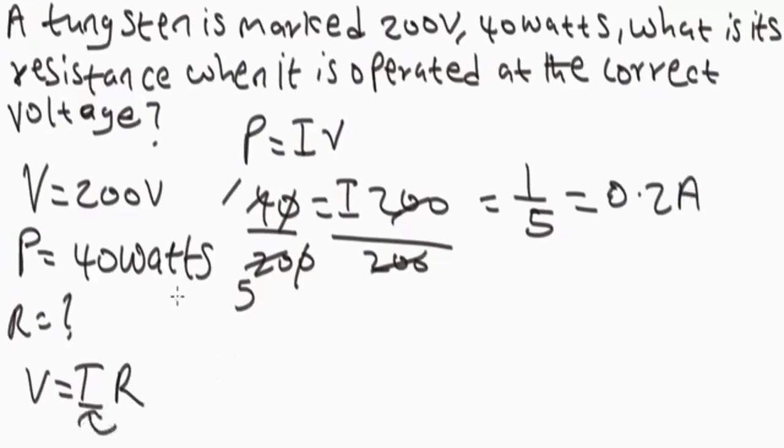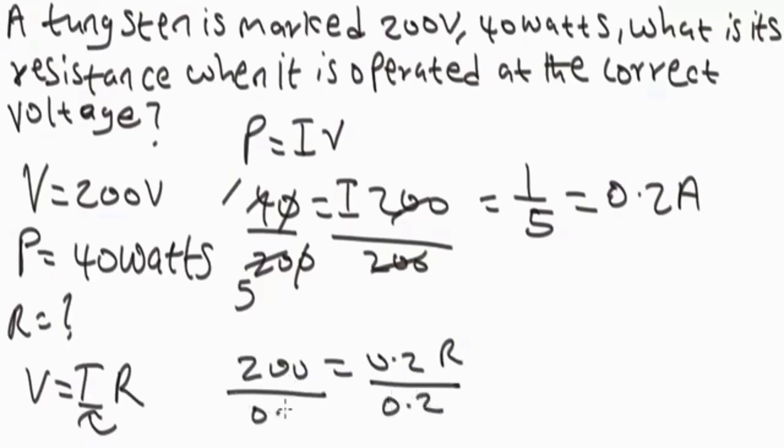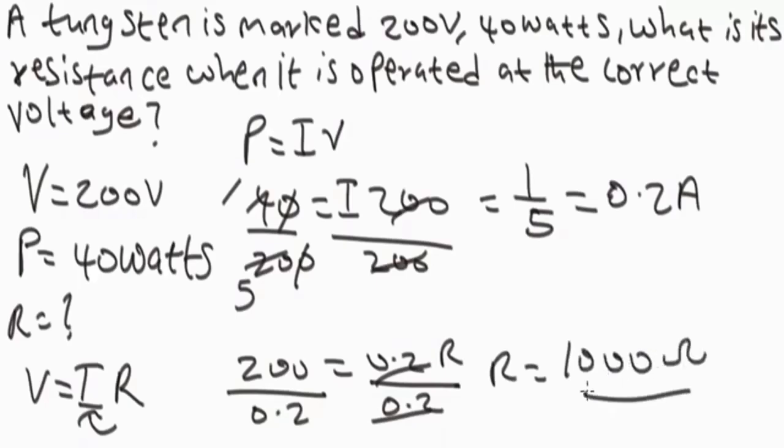So the voltage remains this. You have 200 equals current, which is now 0.2, times R. Alright, so to make R the subject of the formula, you divide both sides by 0.2. So R will be 200 divided by 0.2, which will give us 1000 ohms, and that will be the answer. Alright, so let's wipe this now and solve another problem.